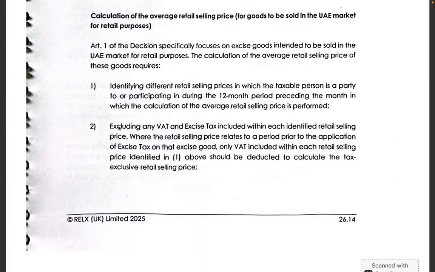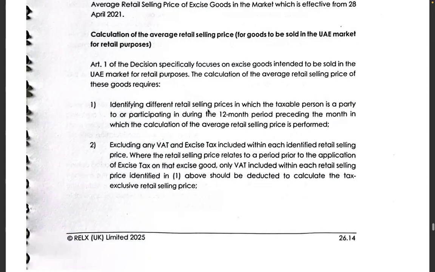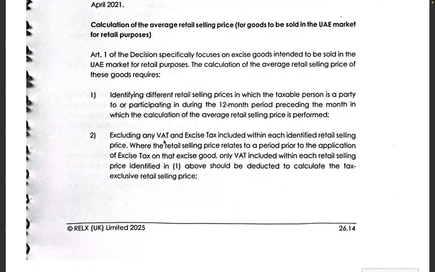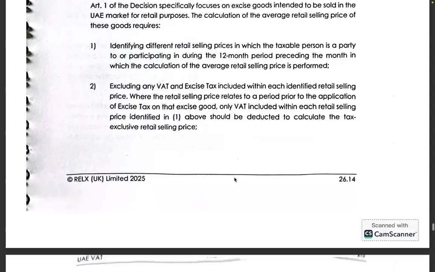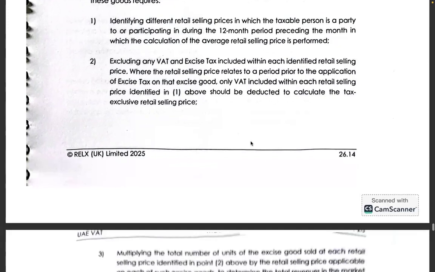Let's read the second part again. Excluding any VAT and excise tax included within each identified retail selling prices. So first step was identifying various retail selling prices during the 12-month period preceding the month. So, as we were looking at the calculation of average retail selling prices, first step was to identify the different retail selling prices and then exclude the effect of VAT and excise, and that is going to reveal the average retail selling price, which is exclusive of tax.